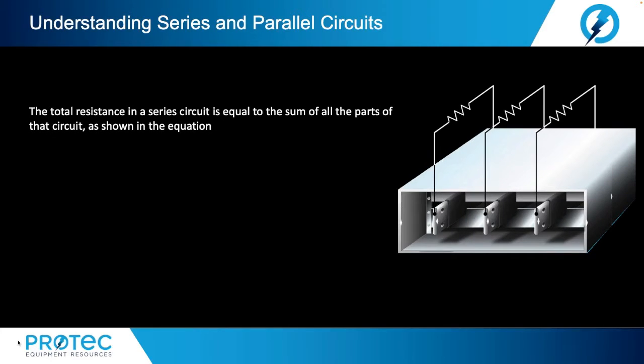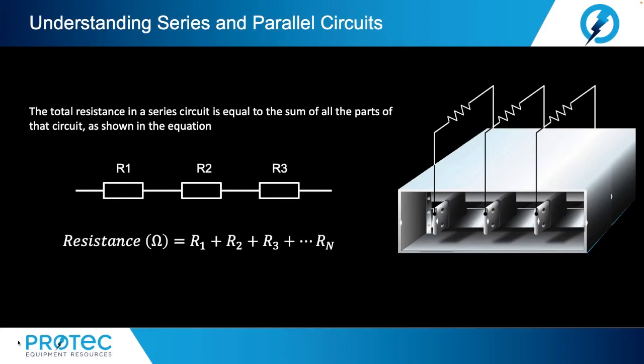Now, the total resistance in a series circuit is equal to the sum of all the parts of that circuit, as shown in the equation. Total resistance in ohms is going to equal the resistance of R1 plus the resistance of R2 plus the resistance of R3, and so on and so forth. So again, resistances that are in series will simply add to one another.